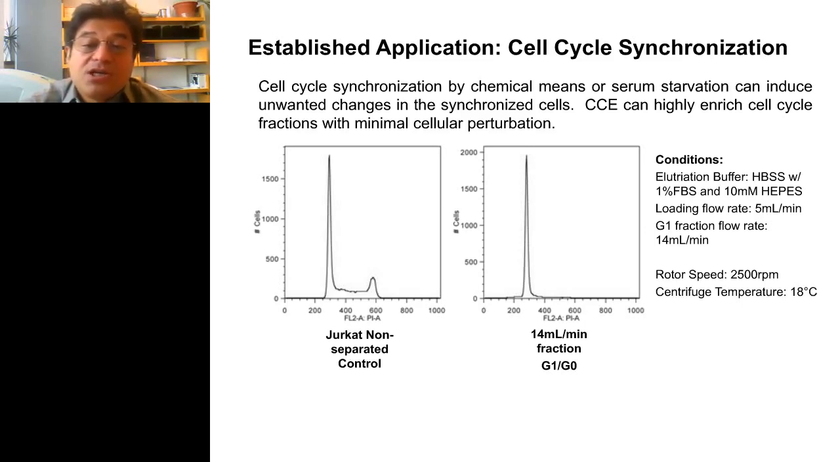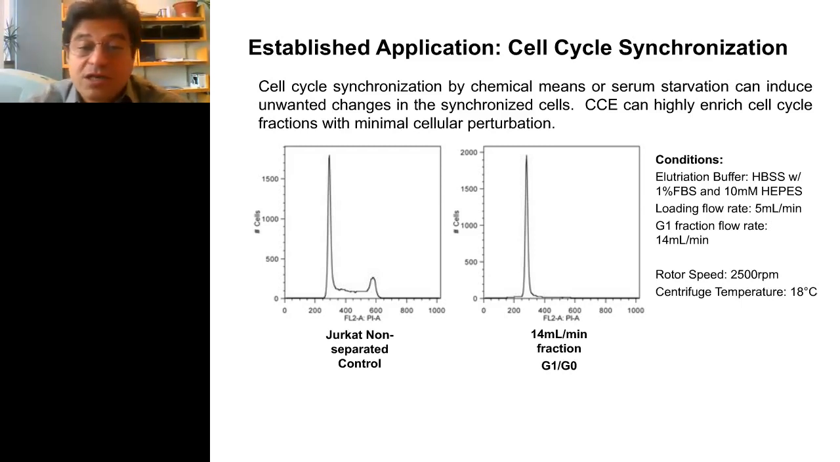This is a cell cycle synchronization using the elutriator, and these are Jurkat cells, T-cell leukemia cells. On the left frame is the starting population, the cells directly out of the incubator. For those who are not familiar with looking at cell sorter data, this fraction here represents G0, G1 cells that are not cycling, haven't replicated their DNA. We have cells in S phase within this range here, and then finally we have cells that are ready to divide or dividing, G2 and M, sitting right here.